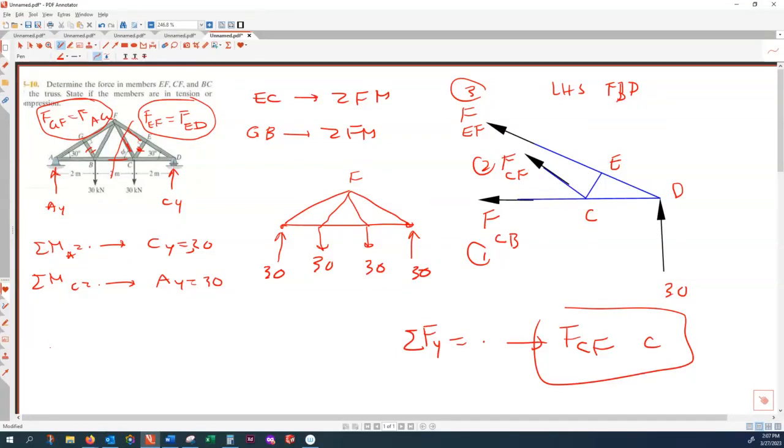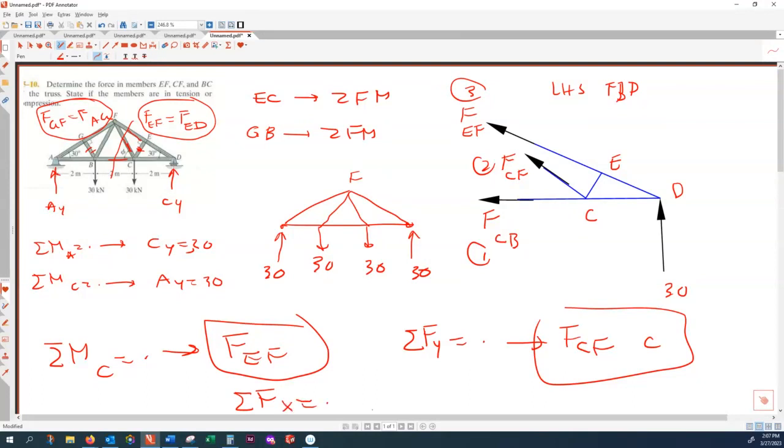And then you apply net rotation with respect to the C equal to 0, and that gives you FEF. And finally, you apply net translation in the horizontal direction equal to 0, and that give you FCB.